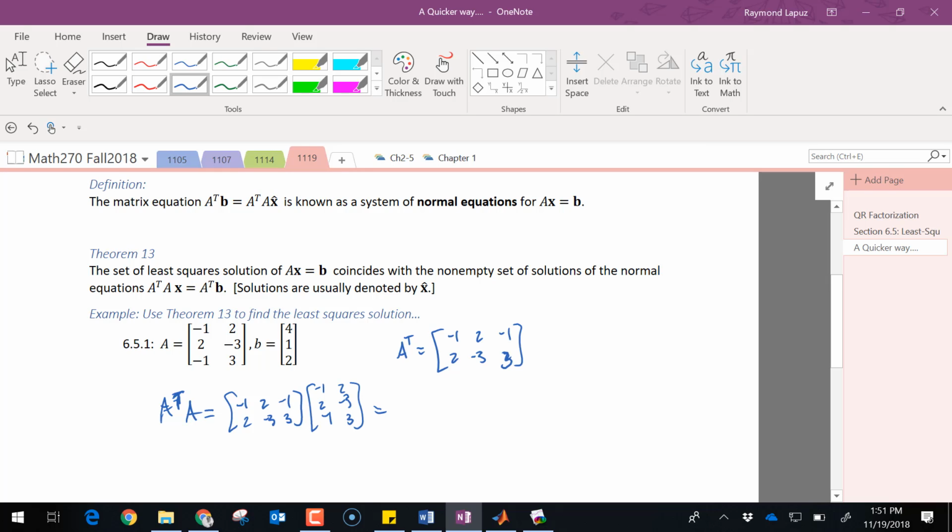I have a 2 by 3 times a 3 by 2, so at last I'm going to get a 2 by 2. So that's a 1, a 2, 2 times 2 is 4, that's 5, 6. So this is going to be 6. And then I get a -2, -6, that's -8, -8, -3, that's -11.